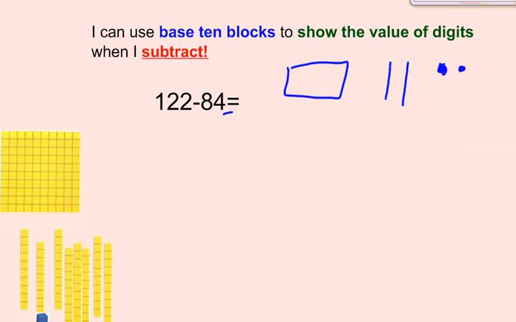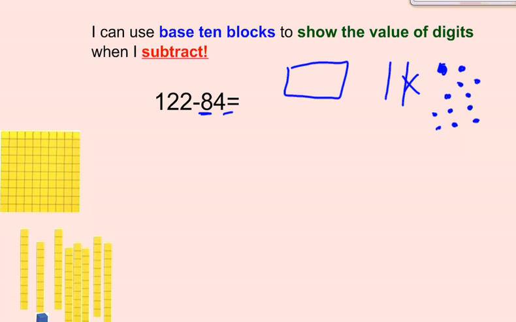They'll start with their 1s. They do not have enough 1s here. They only have 2 1s. So they are going to regroup a 10. They can cross out a 10, and then they can draw 1, 2, 3, 4, 5, 6, 7, 8, 9, and 10. So they have enough 1s, but now they need to subtract 8 10s.